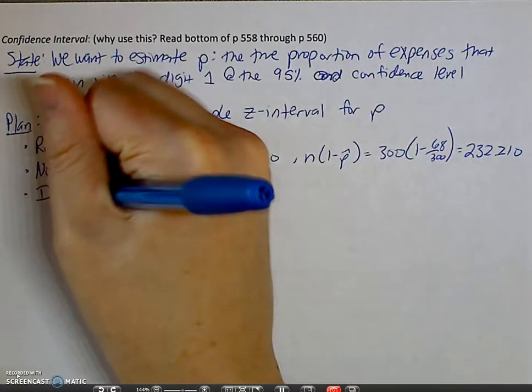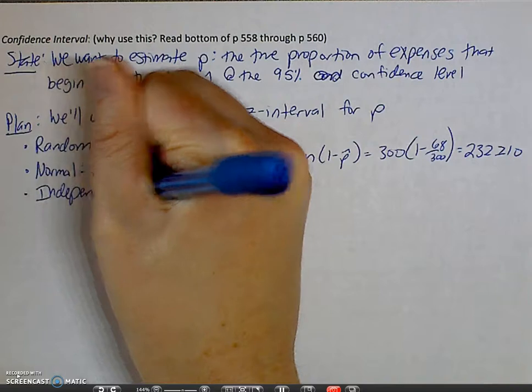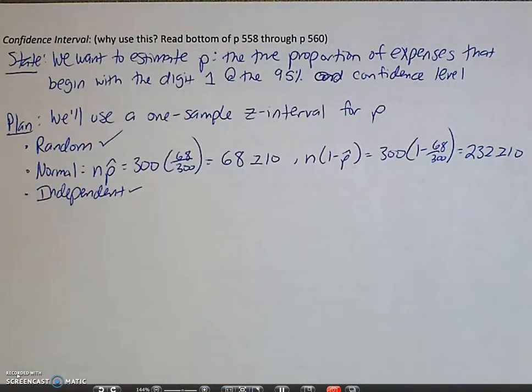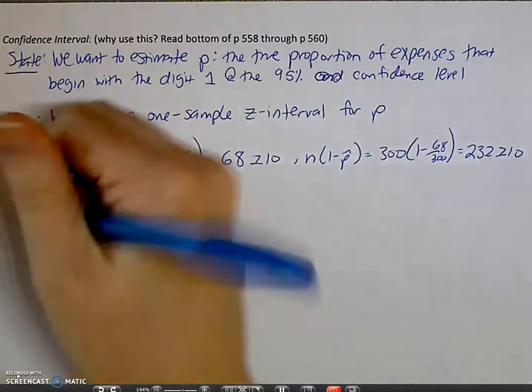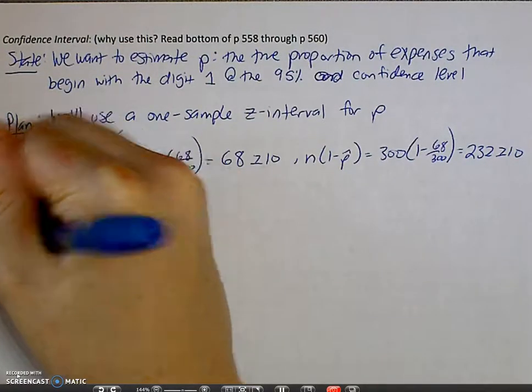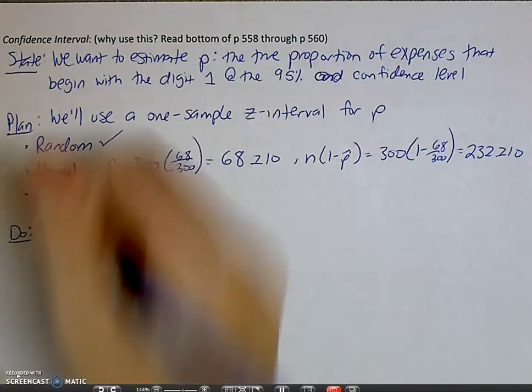Independent is the exact same as the last one, checking that 10% condition, okay? If we were doing this from scratch, we would want to write this all out, but because we just did it on the previous example, I'm not going to write it all out again. So, the do, we need to use our formula.